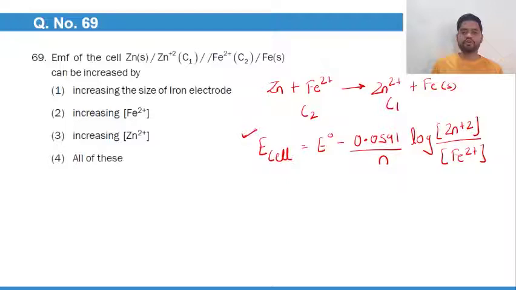Now I want this value to be maximum. If I want this value to be maximum, what we can do is the difference between this E naught of a cell minus this value should be maximum.